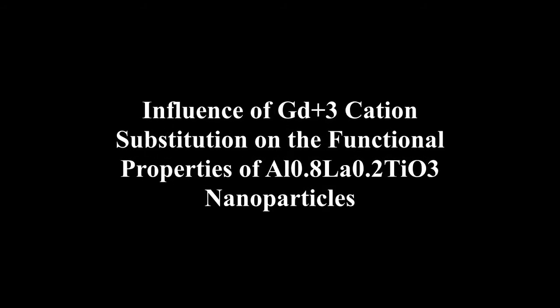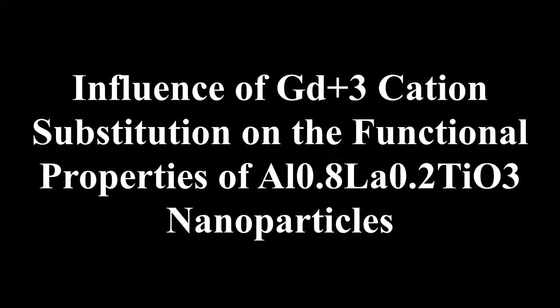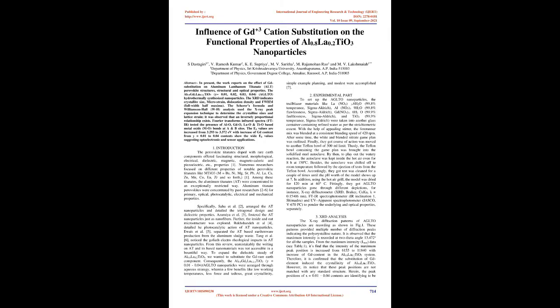Influence of Gd3+ cation substitution on the functional properties of Al0.8La0.2TiO3 nanoparticles. Abstract. The present work reports on the effect of Gd substitution on aluminum lanthanum titanate, ALT, perovskite structures, structural and optical properties. The Al0.8Gdy La0.2TiO3, y equals 0.01, 0.02, 0.03, 0.04, AGLTO.